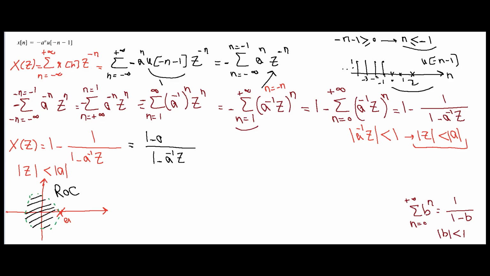Now let's simplify the Z transform. Taking a common denominator, we obtain minus a to the power minus 1 multiplied by z divided by 1 minus a to the power minus 1 multiplied by z. Finally, multiply both the numerator and denominator by minus a. The expression simplifies to z divided by z minus a.